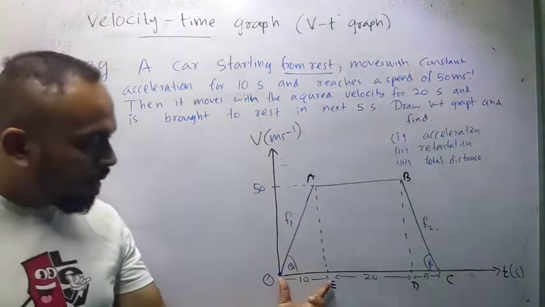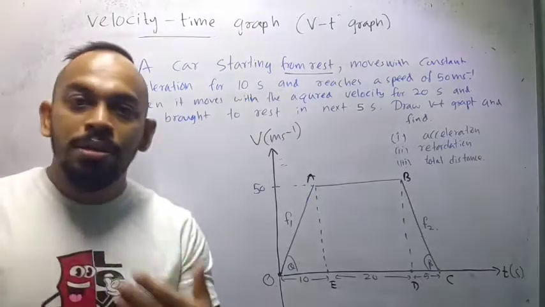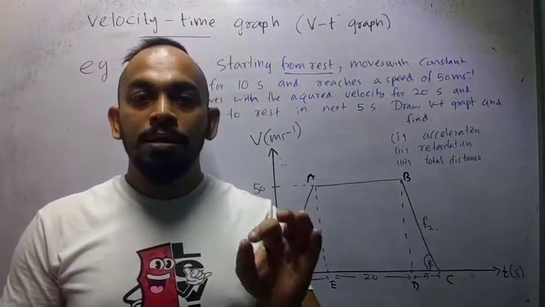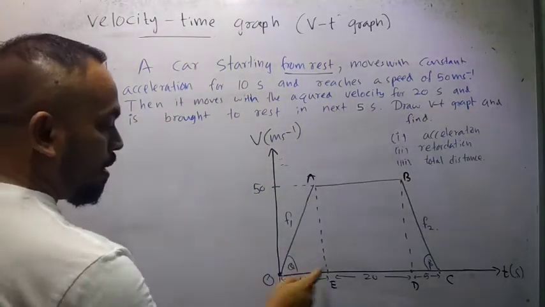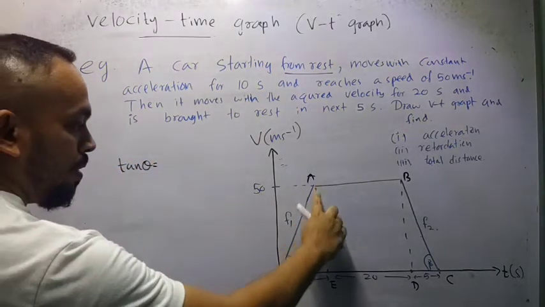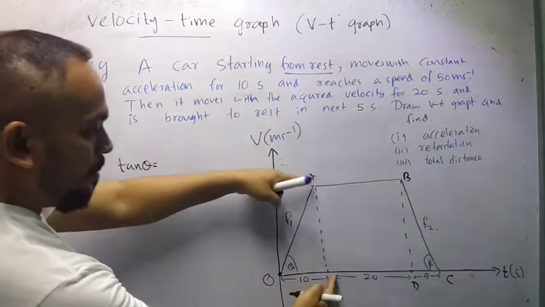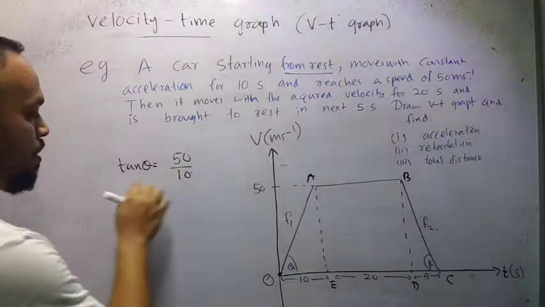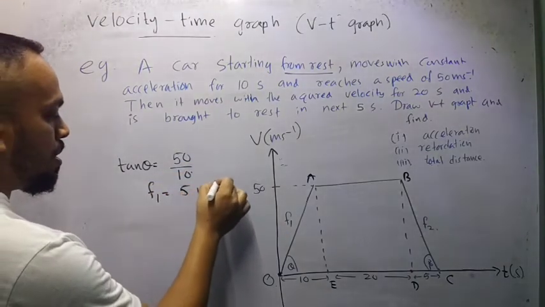So for the first 10 seconds the car accelerates. How do you obtain acceleration from VT diagrams? You obtain acceleration from VT diagrams by considering the slope, or gradient. So take the gradient. When we take this gradient, tan theta is equal to this distance AE. I don't need to say those. This is 50, so 50 divided by 10. So what is tan theta? Tan theta is F1. Let's see, 5 meters per second.